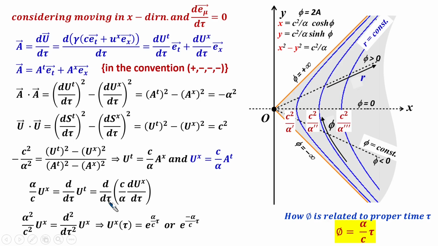Now I write this here, and alpha and c I take to the left-hand side. So I have this double differential of u^x, and this is a very easy differential equation. You substitute this exponential, e to the power alpha c tau, and it will satisfy. You take a double derivative on the left-hand side, substitute this, and you will see that they are equal. Or you can take e to the power minus alpha c tau, which will also satisfy this differential equation. And since we have shown earlier that cosh phi is e to the power minus phi plus e to the power plus phi divided by 2, and similarly sinh phi is e to the power phi minus e to the power minus phi divided by 2.